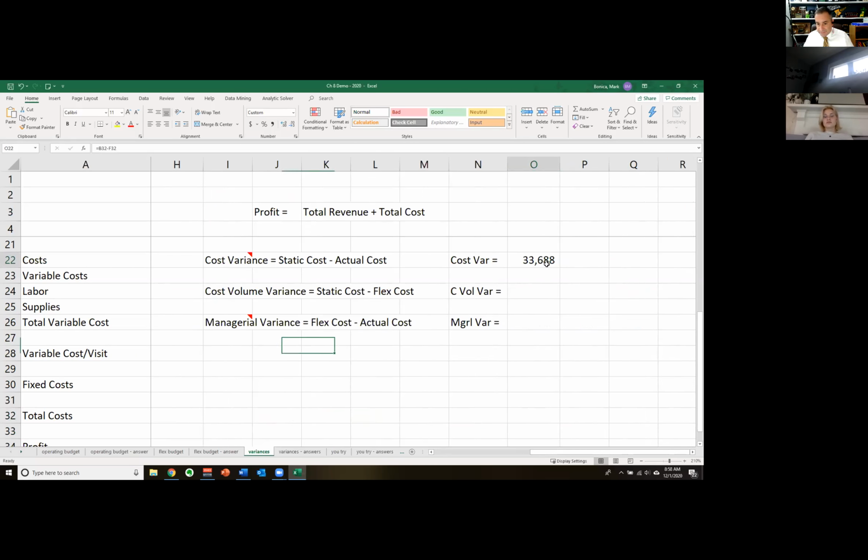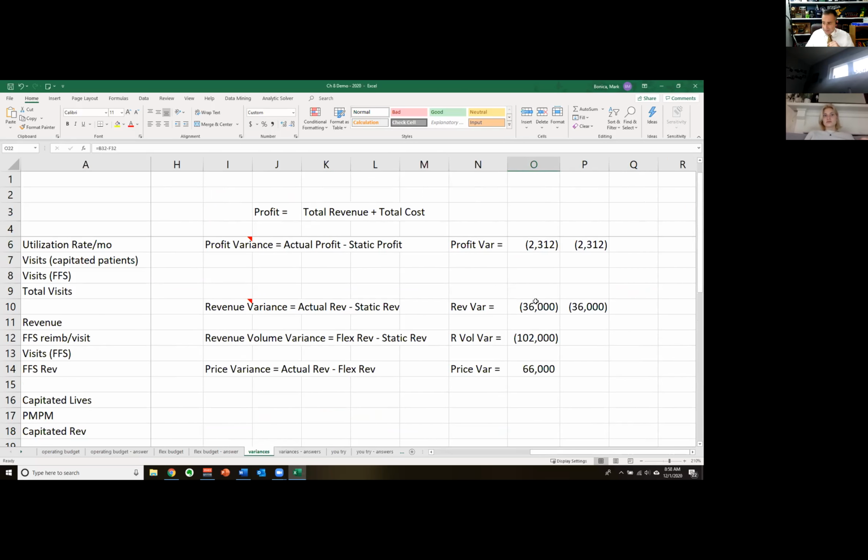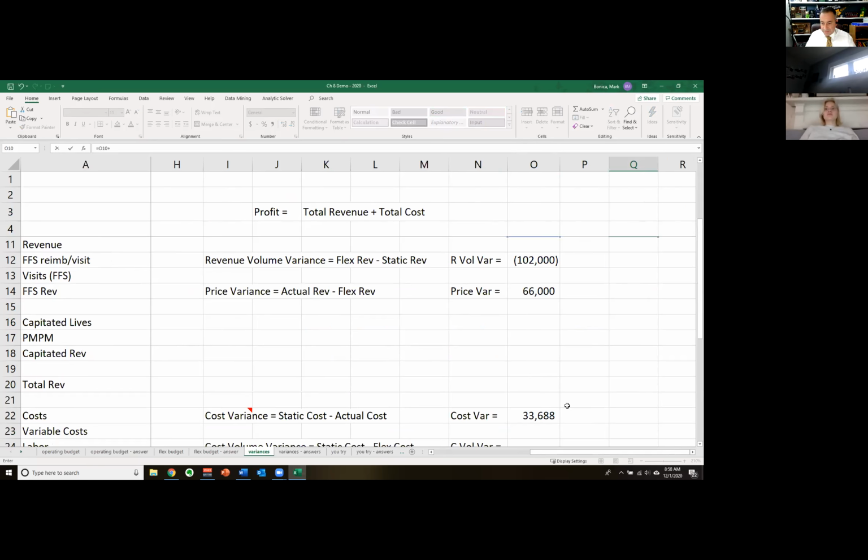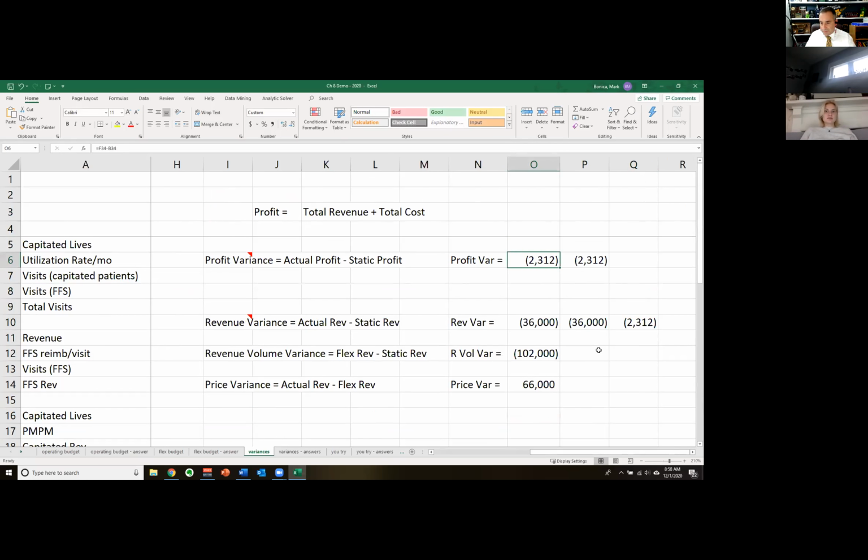So last time we did these variances, let me remind you that these add back up, right? So if I take the revenue variance and I add it to the cost variance, it aggregates back up to the profit variance.